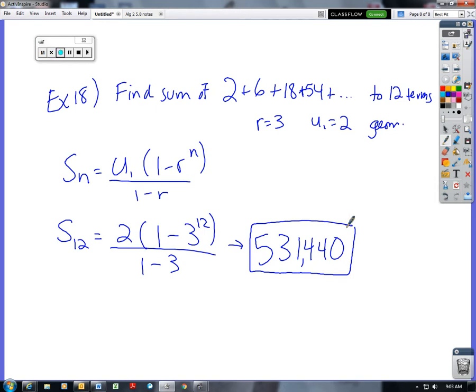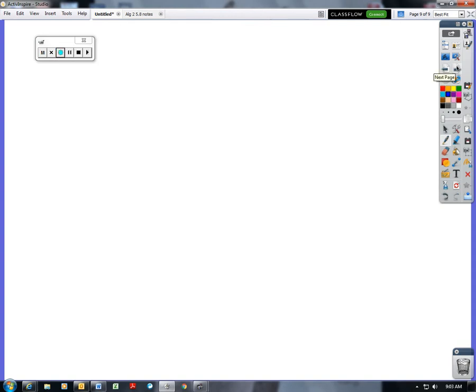Next example. Find S sub n for 9 minus 3 plus 1 minus 1/3 plus ... So again, you need to look at this and see what kind of series. It's a series because it's being added.